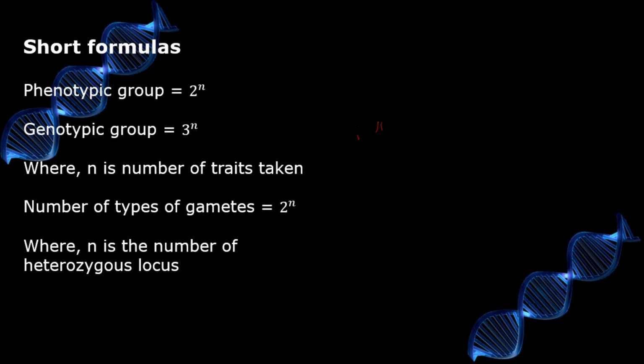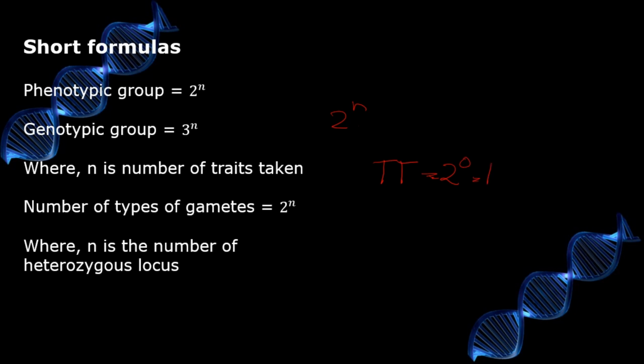Now we can check the number of gametes of an individual. To check the number of gametes, 2 raised to n is the formula, where n is the number of heterozygous loci. So some examples can be checked. In an individual having 2 capital T only, what will be the number of gametes? Here, there is no heterozygous condition. So, 2 raised to 0, that is 1.